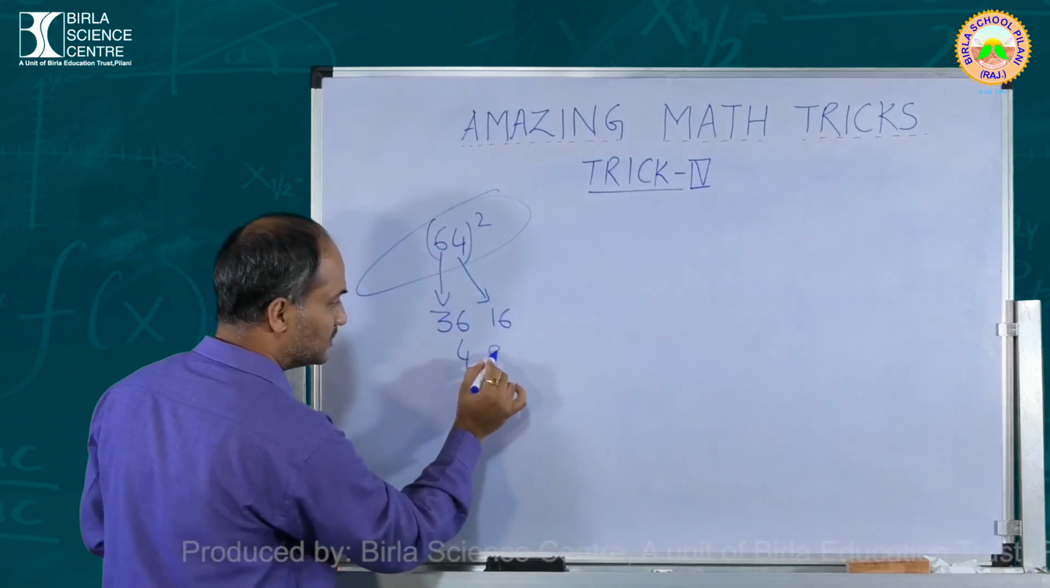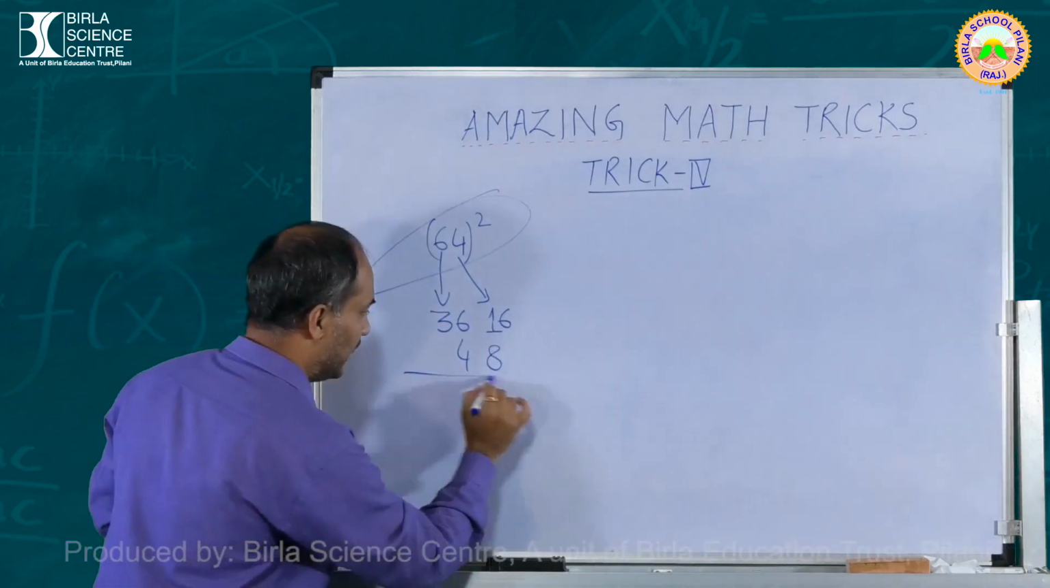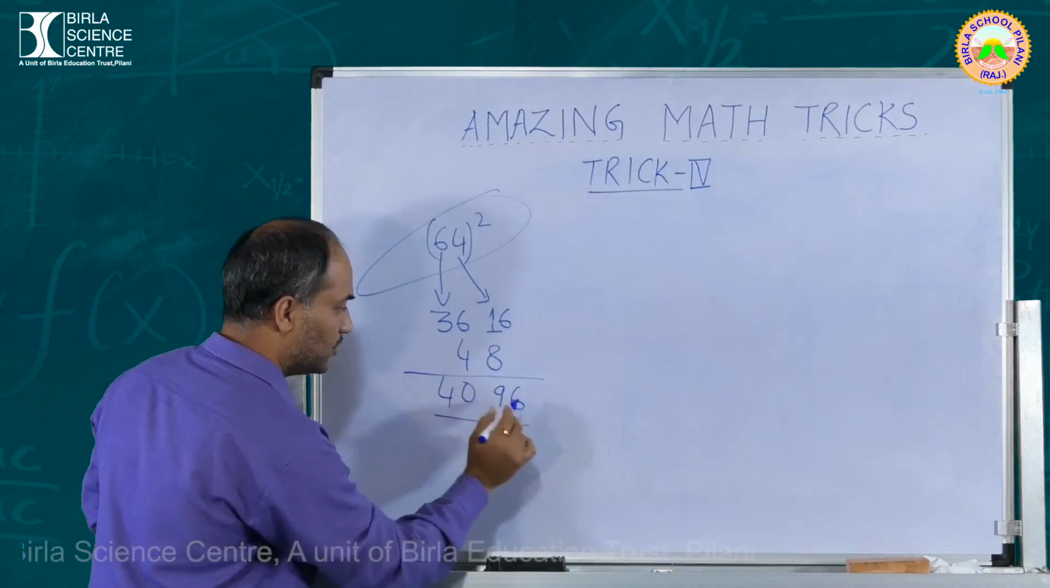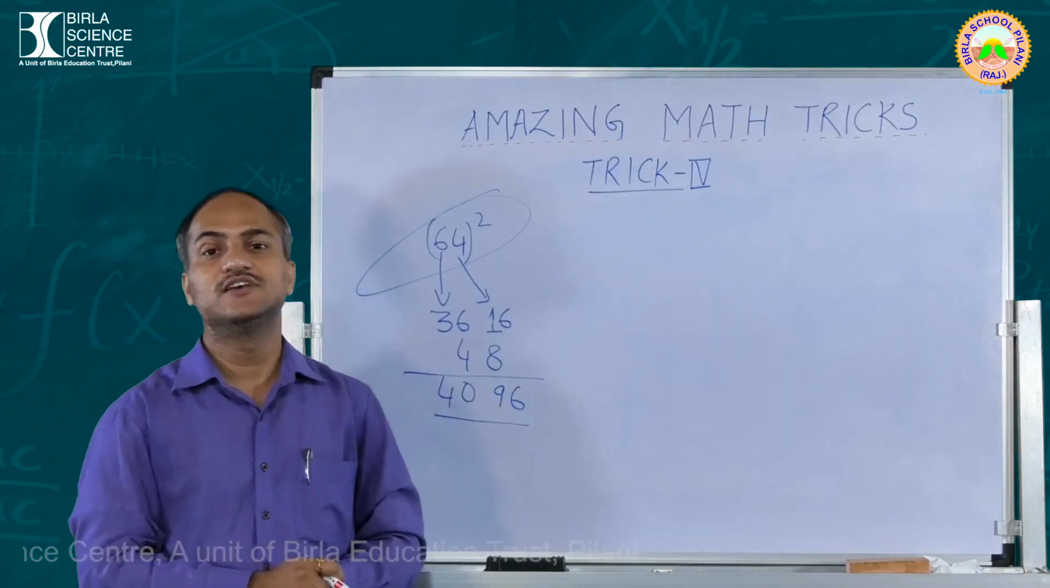But we have to write it especially. Now if we add, what is the answer? 6, 9, 0 and 4. Yes guys, this is the answer for this square.